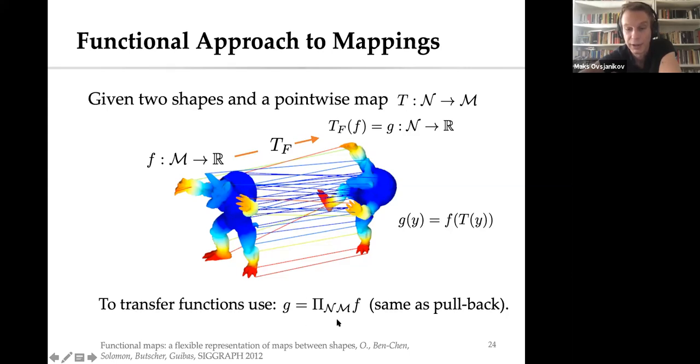And in matrix notation, you can write it like this. So g is equal to pi times f, right? That's it. There's really nothing else. So remember, g has the number of elements equal to the number of vertices on N.